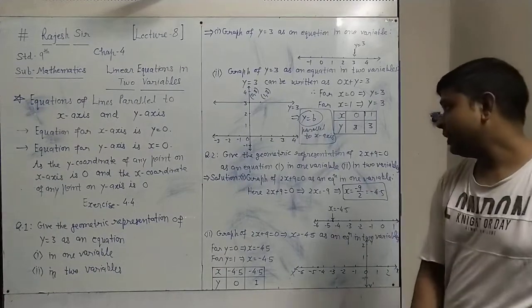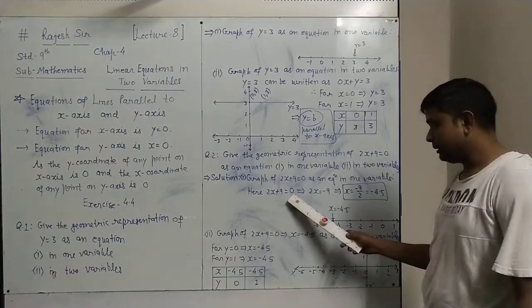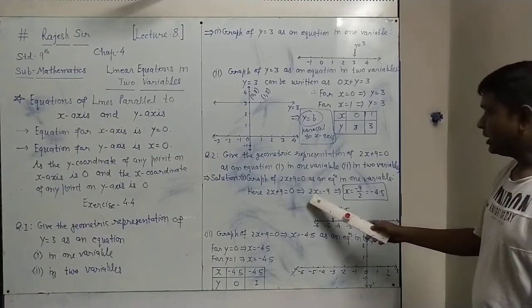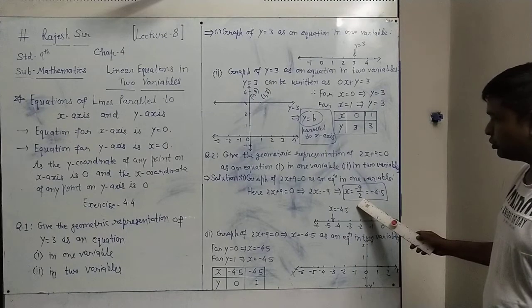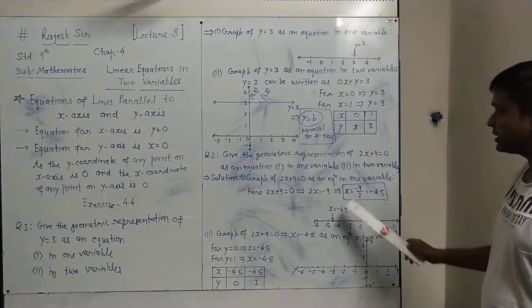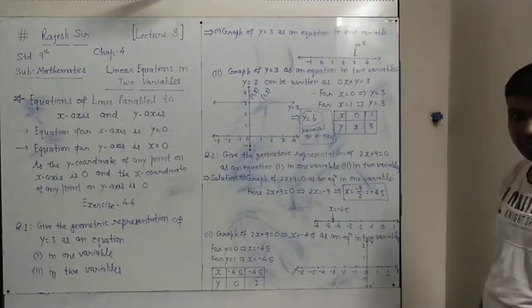First we shall simplify. 2x plus 9 equal to 0 can be written as 2x equal to minus 9, as plus 9 is taken to the right. Then the 2 will go down, so x is minus 9 by 2. In decimal form it will be minus 4.5. x equal to minus 4.5.